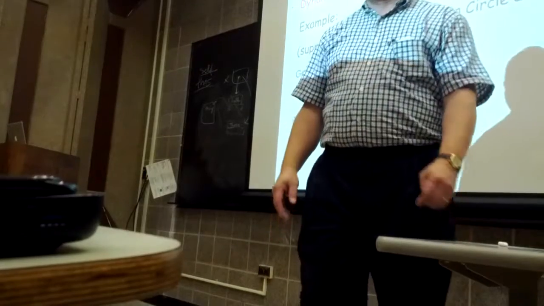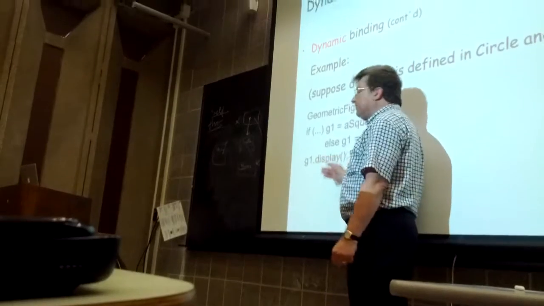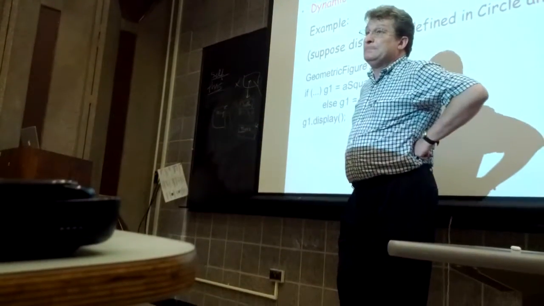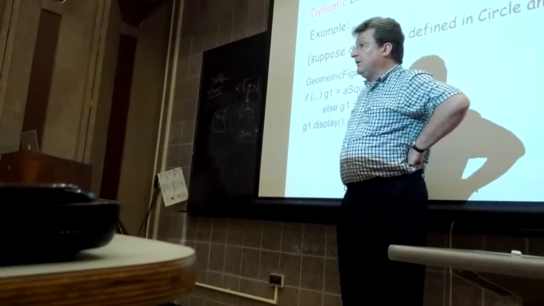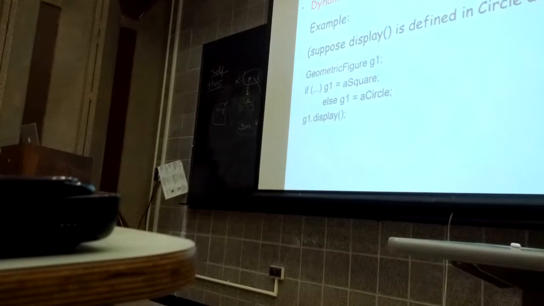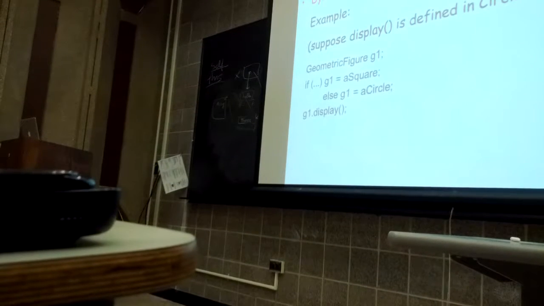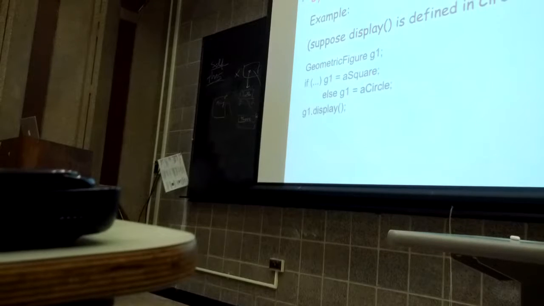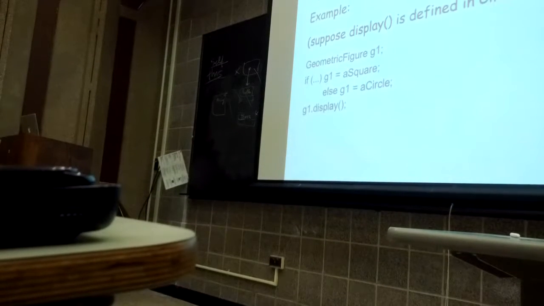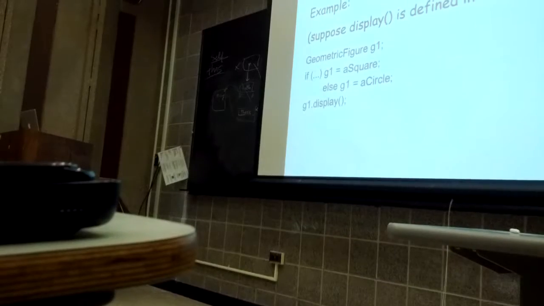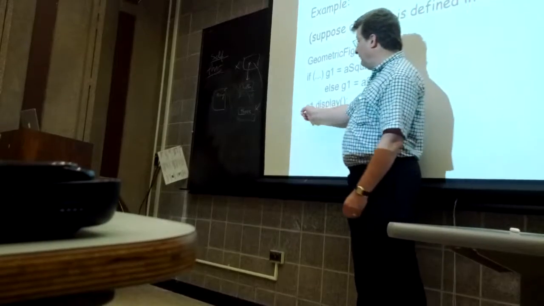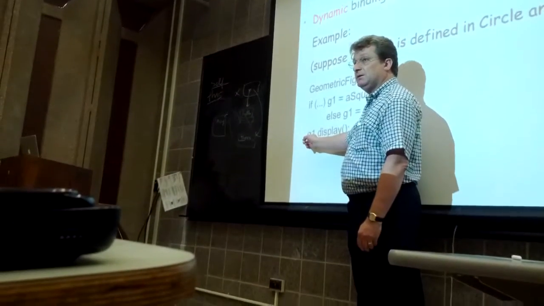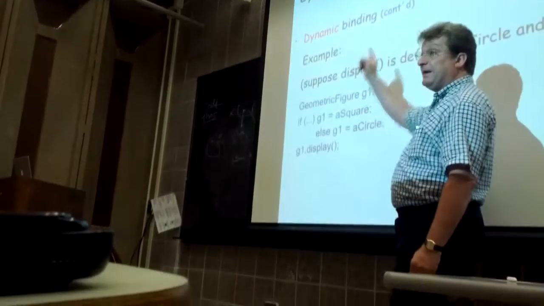Is it possible to determine at compile time which display method will be executed? No, why not? Right. We don't know whether we have a circle or a square. If both classes redefine display, which they probably will, because a circle is probably displayed in a different way from a square, the method that gets executed will depend on the class of the receiver. We call this dynamic binding of messages and methods.